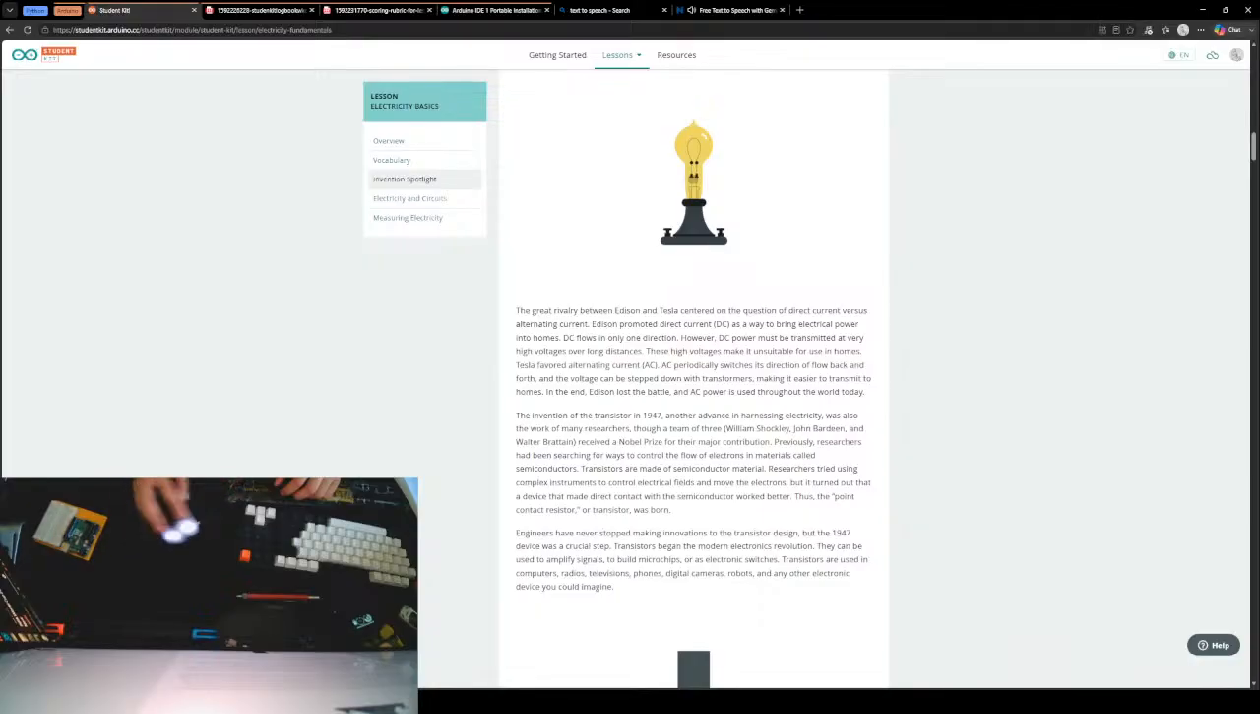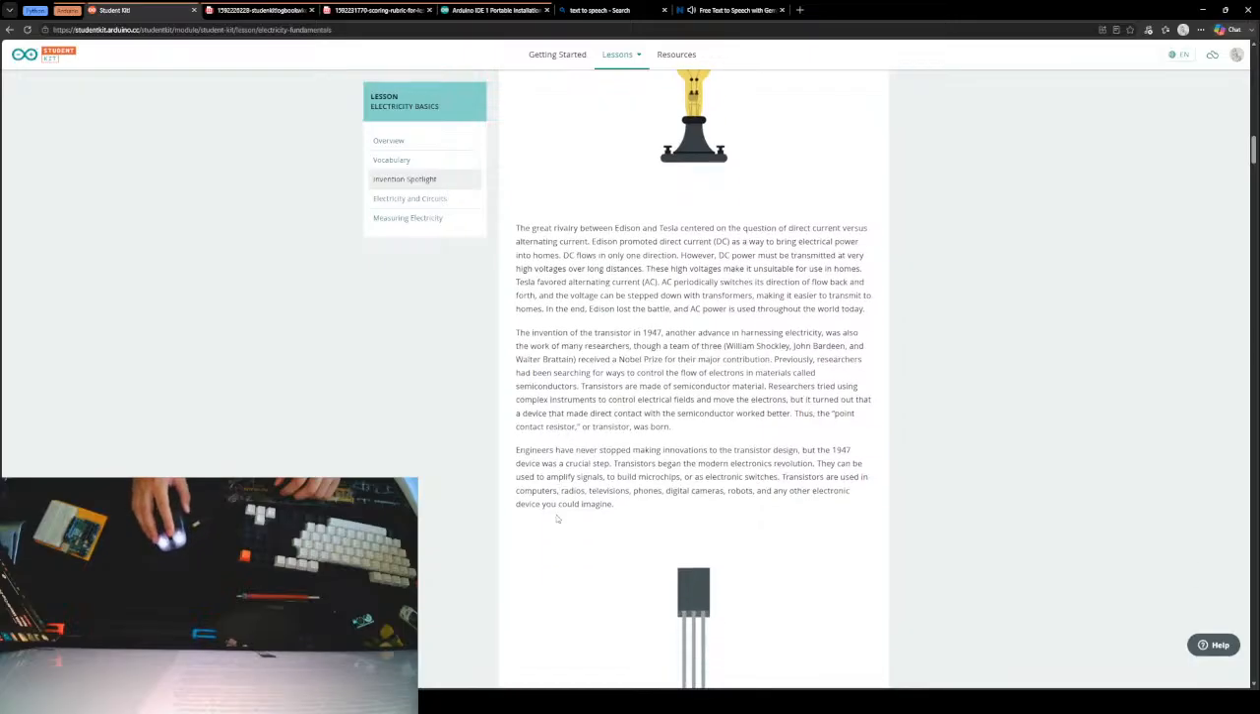Engineers have never stopped making innovations to the transistor design. But the 1947 device was a crucial step. Transistors began the modern electronics revolution. They can be used to amplify signals, to build microchips, or as electronic switches. Transistors are used in computers, radios, televisions, phones, digital cameras, robots, and any other electronic device you could imagine.